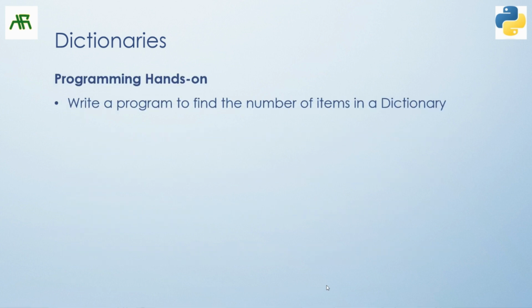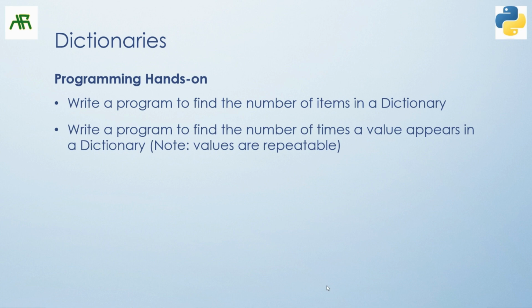Some hands on for you to try out. First one, write a program to find the number of items in a dictionary. Should be simple and straightforward. Write a program to find the number of times a value appears in a dictionary. Remember, keys are not repeatable, they are unique, but values are repeatable. So find out the number of times values appear in a dictionary.